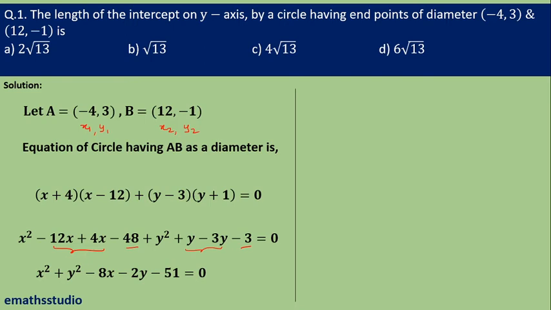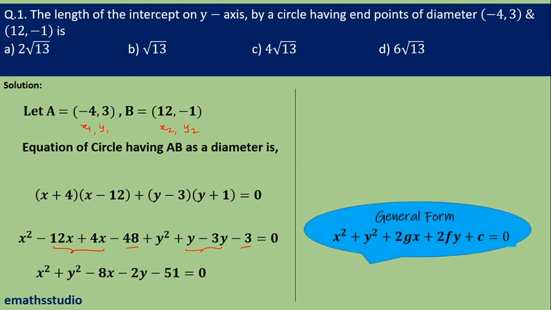Now what next we are doing is, we are comparing this equation with the general equation of circle and get the values of g, f and c. So here if you observe, you can write 2g value is minus 8. So g becomes minus 4. The value of 2f, that is y coefficient, is minus 2. So f becomes minus 1. And easily one can write the value of c as minus 51.